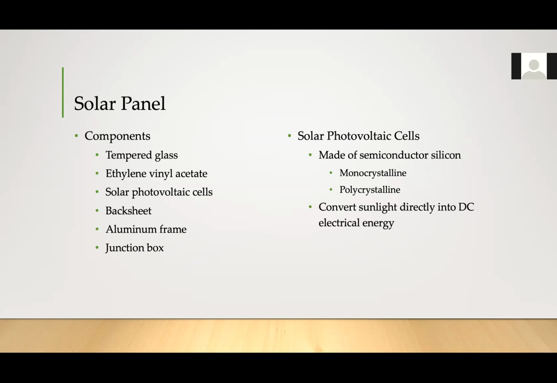And the polycrystalline uses little bits and pieces of it, and typically it's not as efficient, but you're also able to get it at a lower price point. So the monocrystalline is going to be your more expensive model, but you also get the efficiency with it. And the whole point of the solar panel is to convert sunlight directly into DC electrical energy.